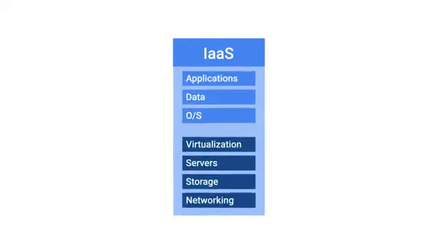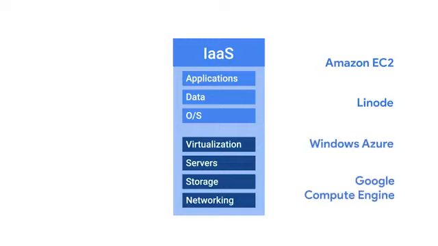IaaS providers give you pre-configured virtual machines that you can use just as if you had a physical server. Some popular IaaS providers are Amazon Web Services and their Elastic Compute Cloud, or EC2 instances, Linode, which rents out virtual servers, Windows Azure, and Google Compute Engine, which you've been using throughout this course. You can read more about the different IaaS providers in the supplemental reading right after this video.